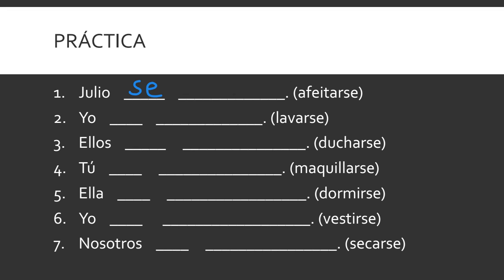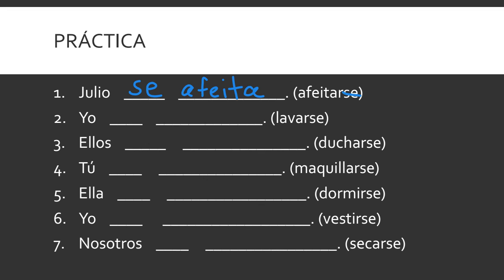All right, so we've already done the first step. We've taken care of the se. Now we have the verb afeitar, and we need to conjugate that in the present tense to match Julio, which is he. So we start like this. We take off the AR and we just add an A. So Julio se afeita. Julio shaves himself.